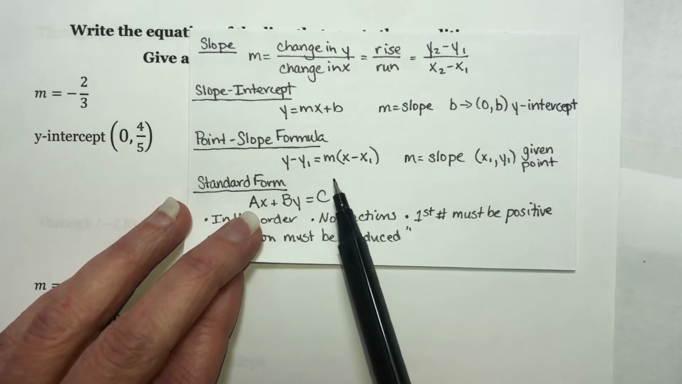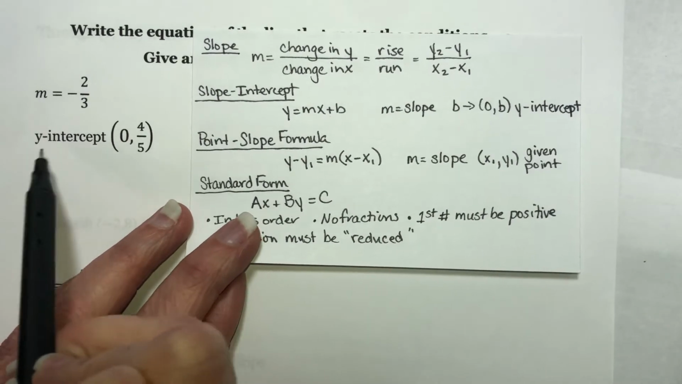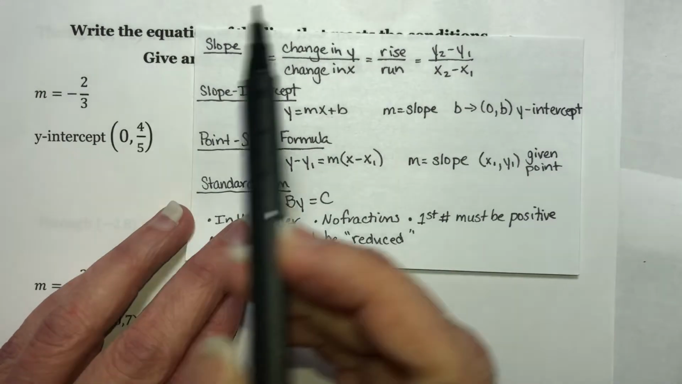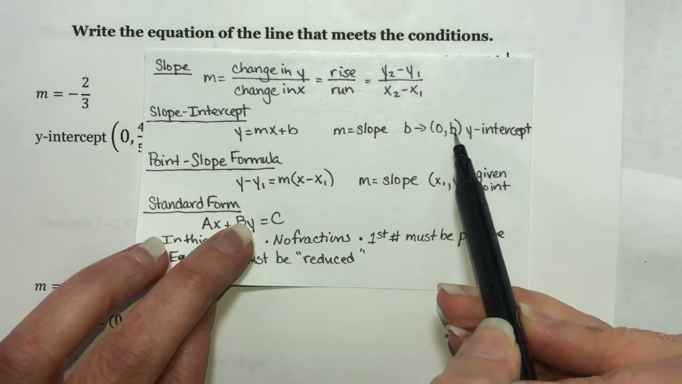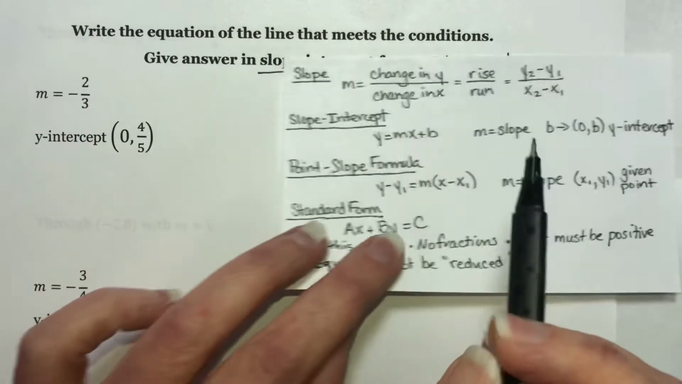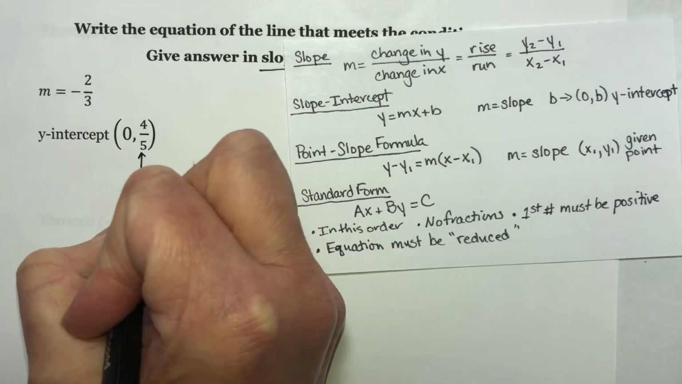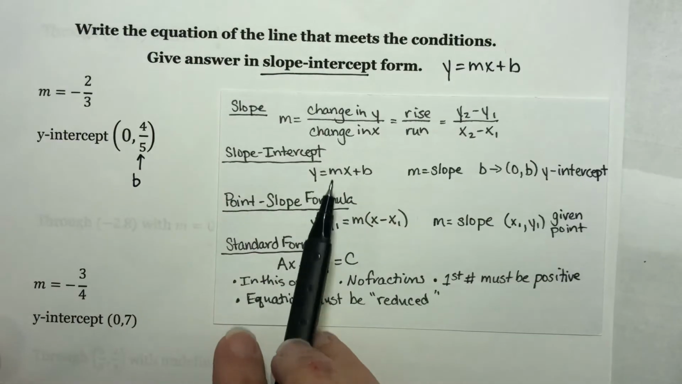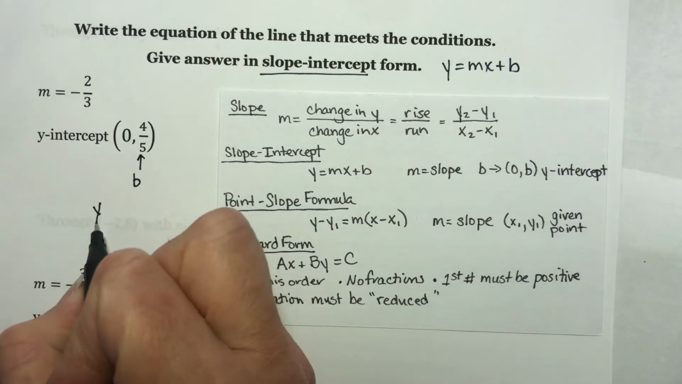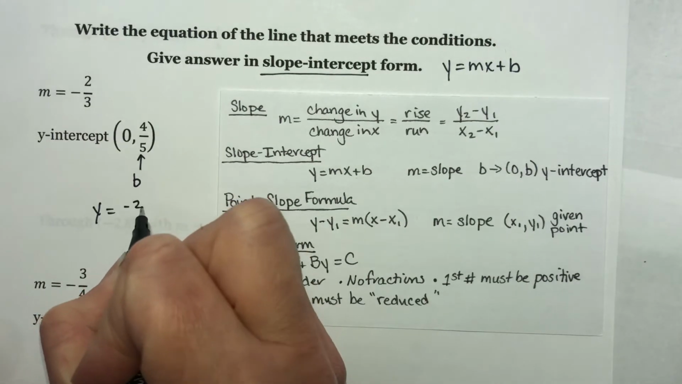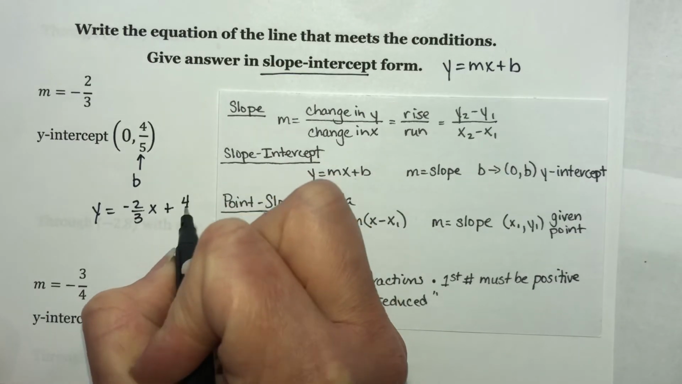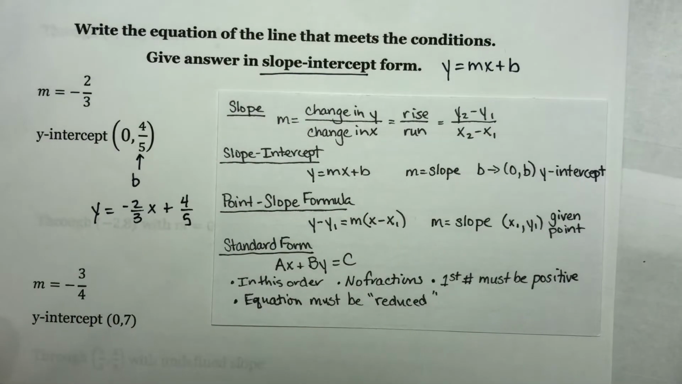Now, if you happen to notice and they tell you that this is your y-intercept, then you're not just given any point, you're given a special point. And since slope-intercept form, the b is from the y-intercept, this must be your b value. We have our slope, we have our y-intercept, we can go directly into this format. y is equal to m, negative 2/3, x, plus b, 4/5. And that's the answer they're looking for.